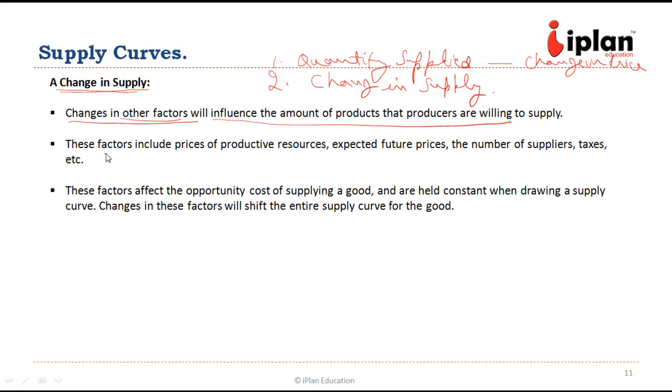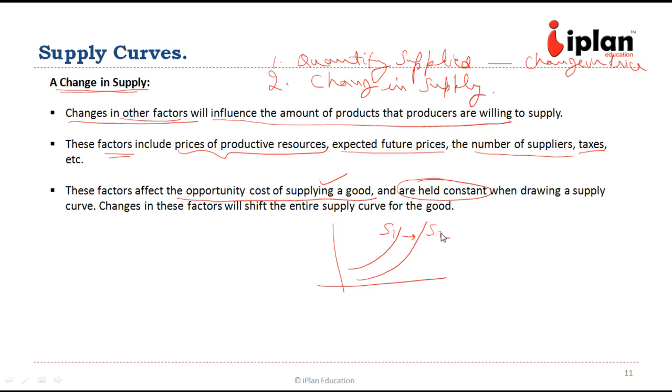These factors could include the prices of productive resources, the expectations about the future price, the number of suppliers, taxes, or a change in some regulation. So these factors are basically affecting the opportunity cost of supplying a good. And when we talk about a single supply curve, all these factors are held constant. So when the factors which are driving a supply curve themselves are changing, the supply curve shifts, for example, from S1 to S2. Whereas a change in quantity supplied means we are talking about the effect of price change on the same supply curve. So that is the basic difference.